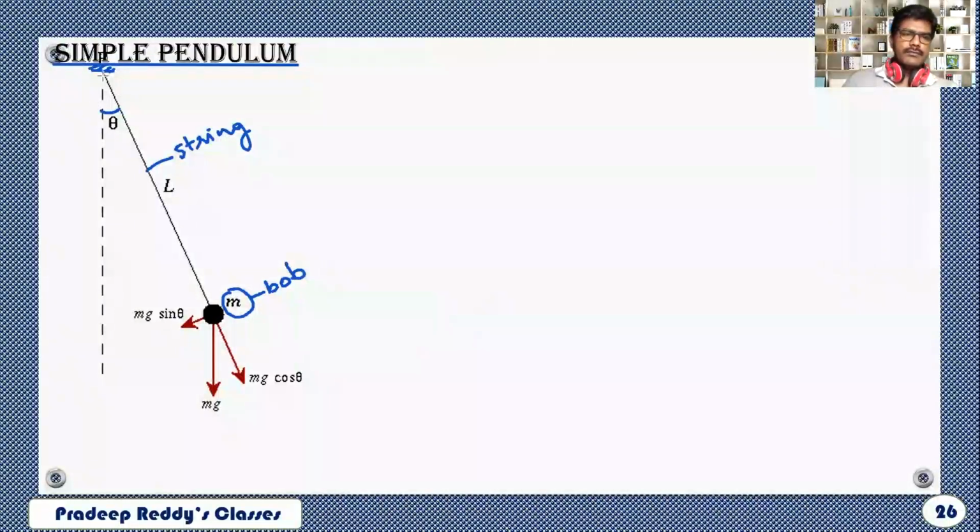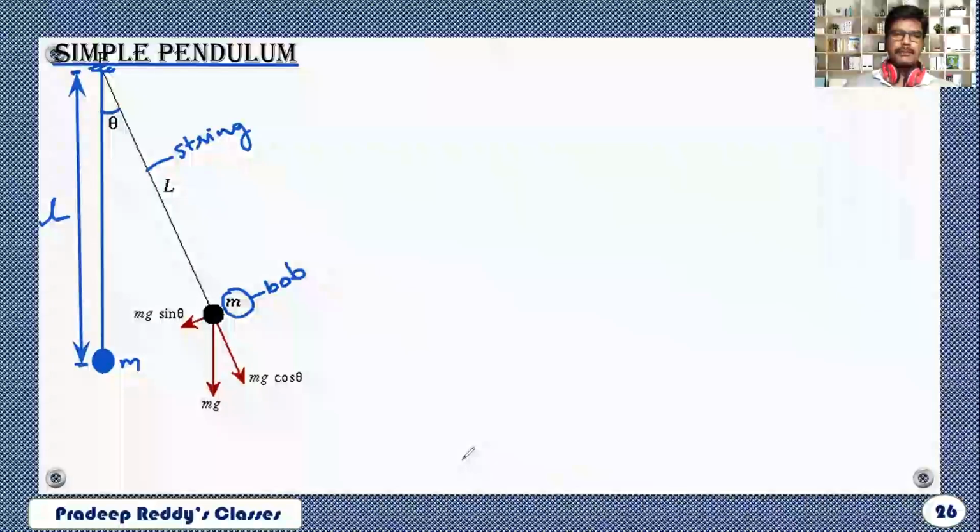So if you are considering this as a pendulum, this pendulum has mass M. The length between the point of suspension and the center of mass of the bob is called the length of the pendulum. Okay. So point number 1, length of the pendulum.